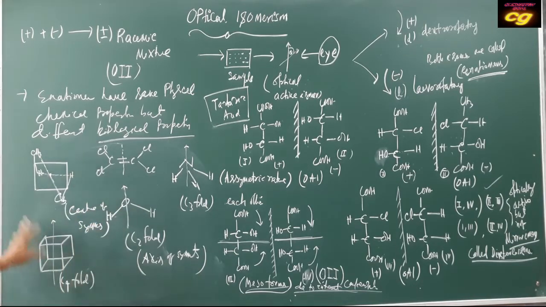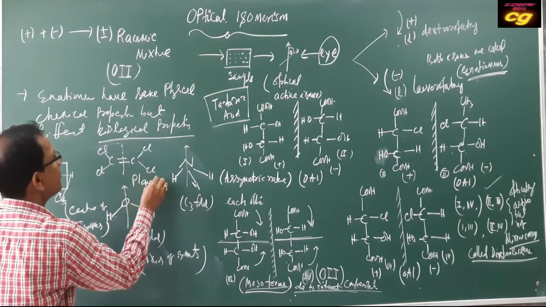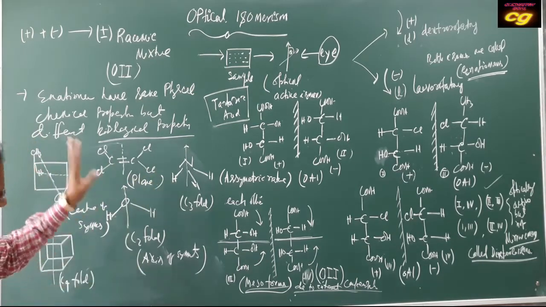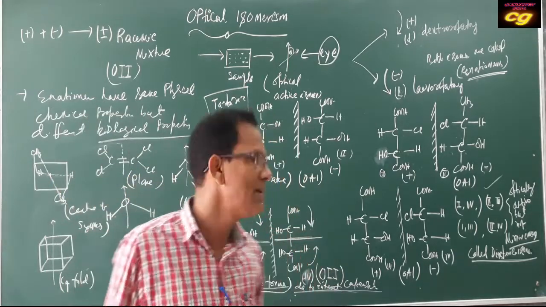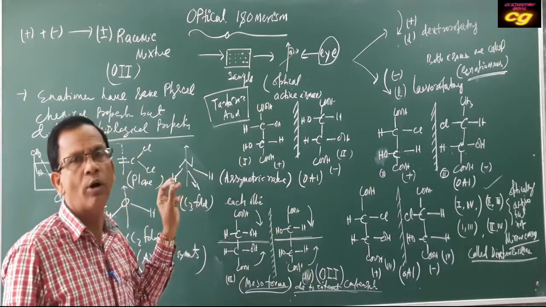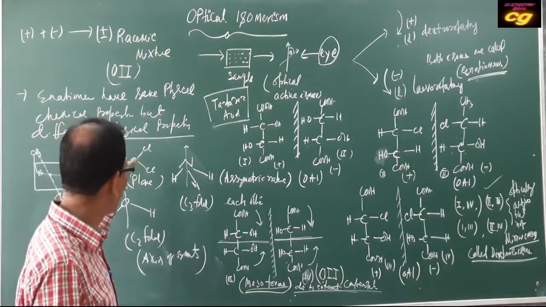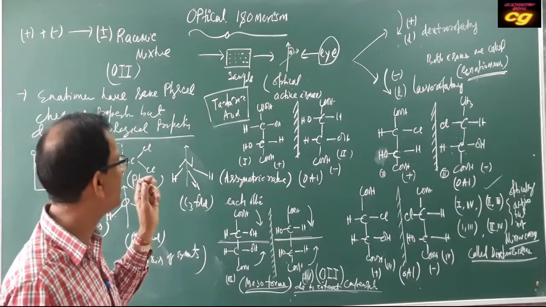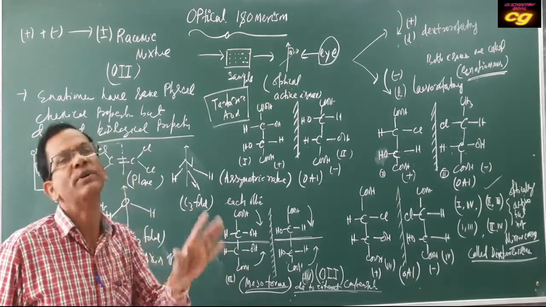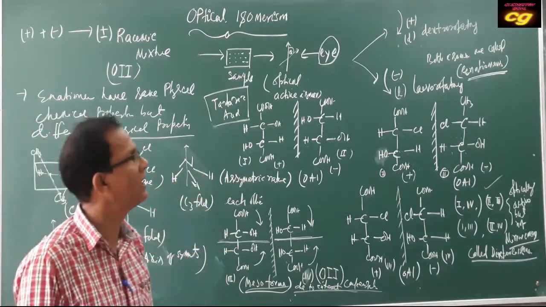This is also a fourfold axis of symmetry, and this is plane of symmetry. So these are the different types of symmetry elements. If a molecule has symmetry elements, then it will not be optically active. For optical activity, the molecule should be asymmetric in nature. Asymmetric means it should not have any symmetry elements. Then it will be optically active.